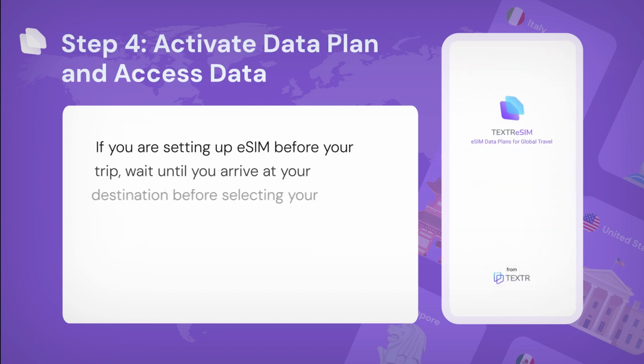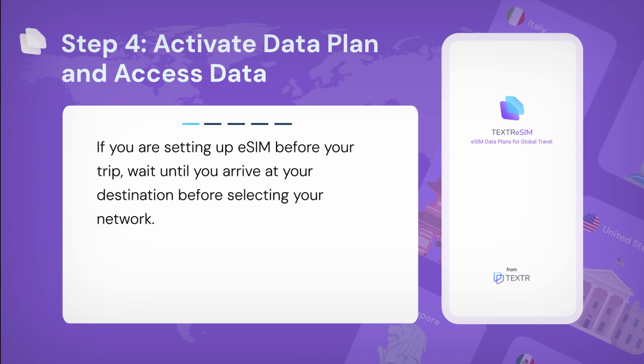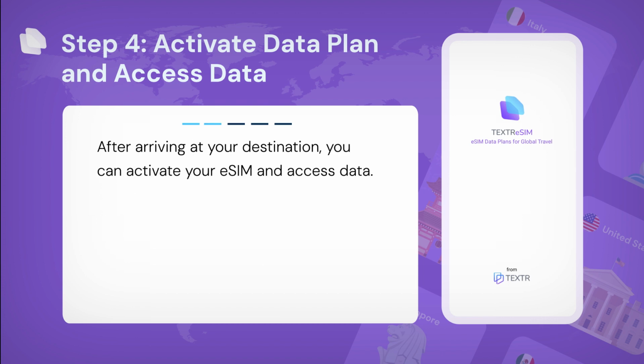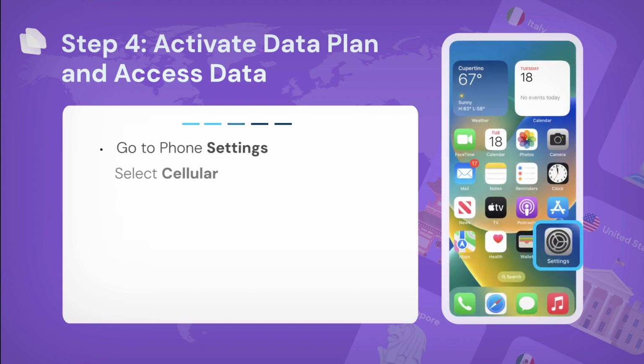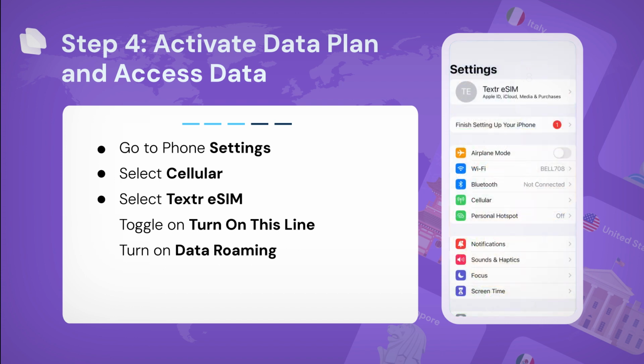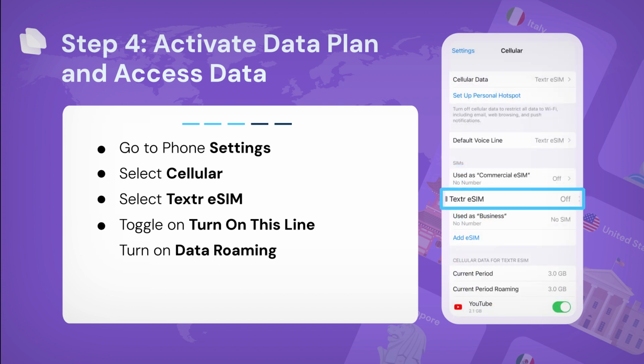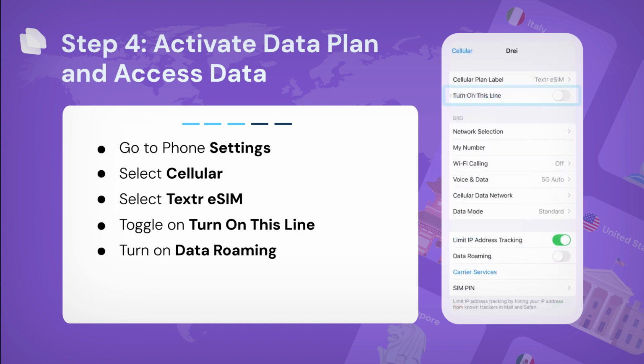4. Activate data plan and access data. If you are setting up eSIM before your trip, wait until you arrive at your destination before selecting your network. After arriving at your destination, you can activate your eSIM and access data. To activate Textr eSIM, select Textr eSIM in Cellular. Toggle on Turn on this line and turn on data roaming.